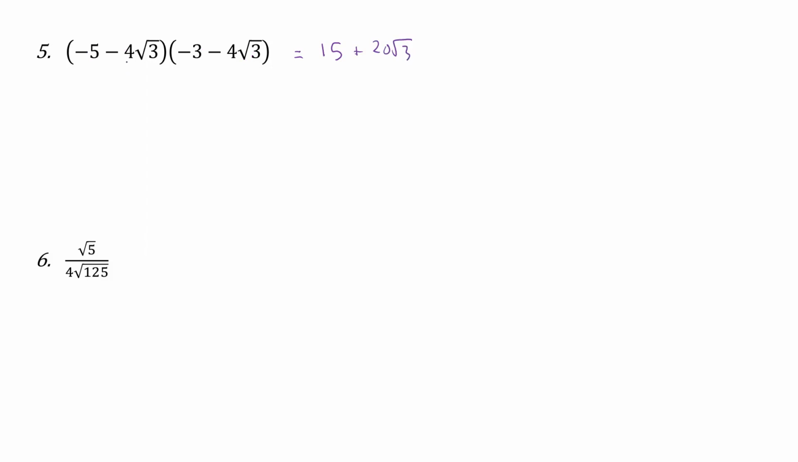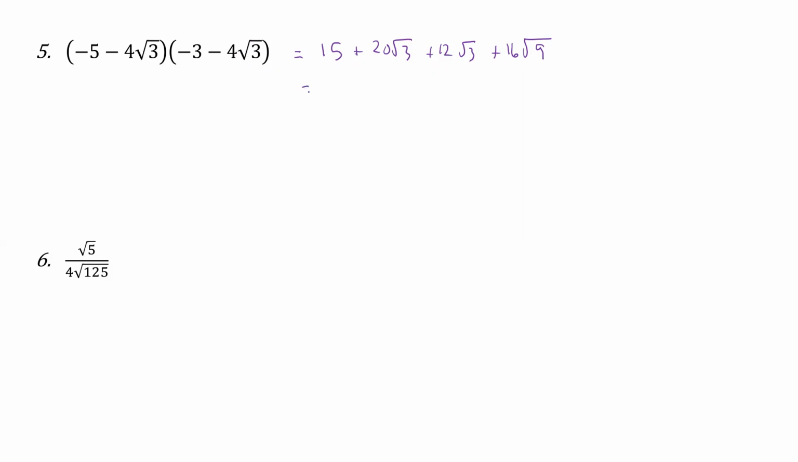And then here we have a minus 4 radical 3 times a minus 3, so that's going to be plus 12 radical 3. And here we'll take a minus 4 radical 3 times a minus 4 radical 3, so that's going to be a plus 16. And then we'll have radical, and then it's going to be 9, because we have a radical 3 times radical 3, so it's going to be radical 9.